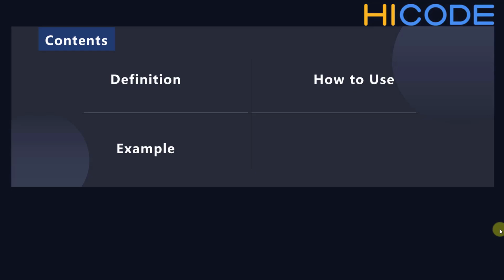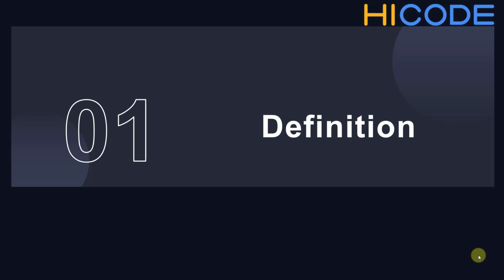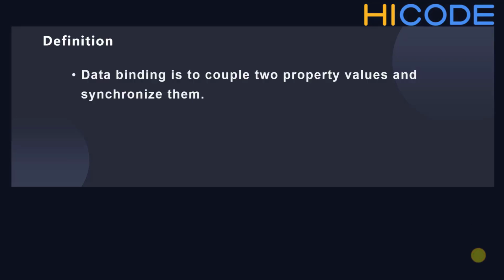I will start with a quick introduction to data binding in HiCode and then how to use it. And in the end, I will demonstrate data binding with an example. We'll be making something like a mobile contact list. First, its definition. Data binding is to couple two property values and to synchronize them.